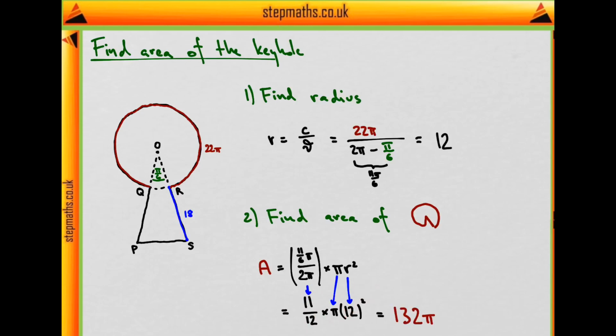Now one of the 12s cancels with the 12 in the bottom here. 11 times 12 is 132.